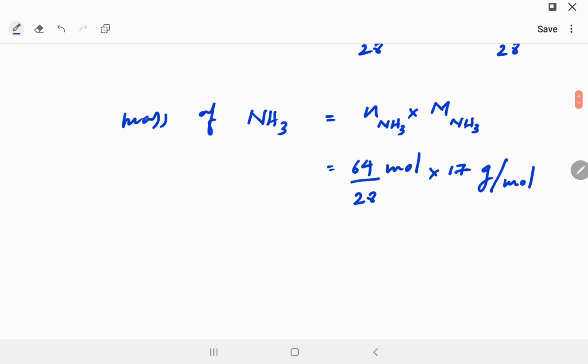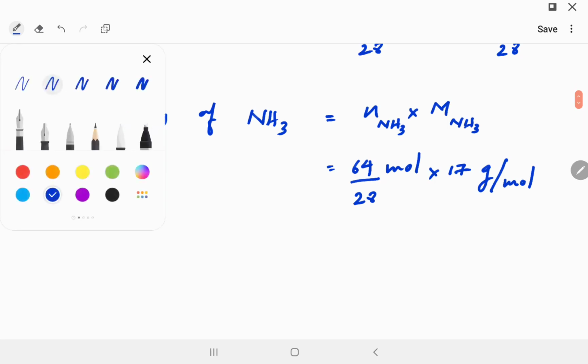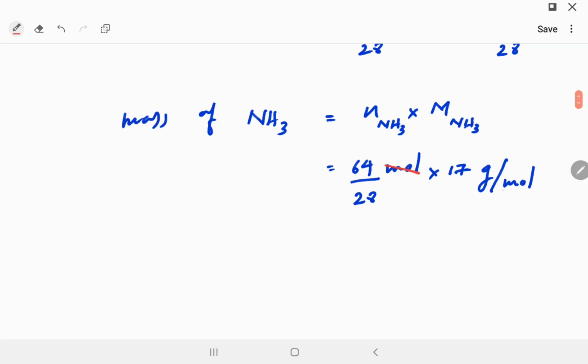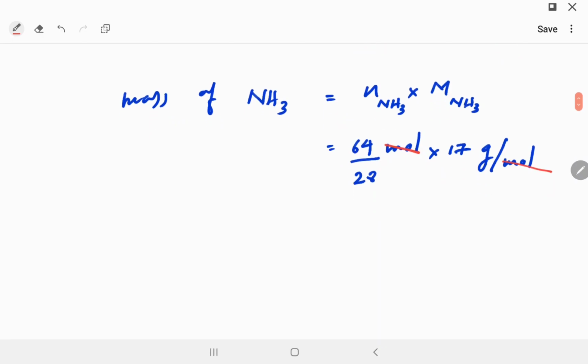So moles to moles will cancel out, and your final answer will be in grams. If you punch the numbers in your calculator correctly, your answer will be around 39 grams. So you will have 39 grams of ammonia. This is how you do the calculation. All right.